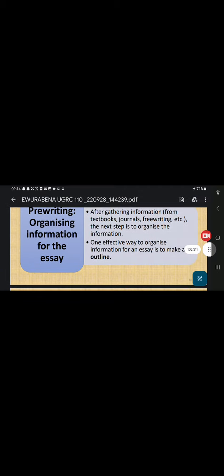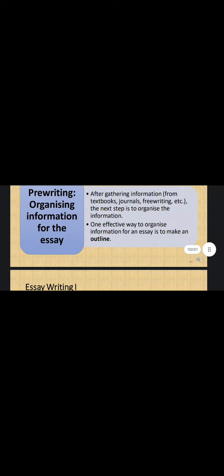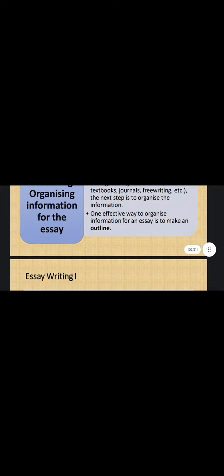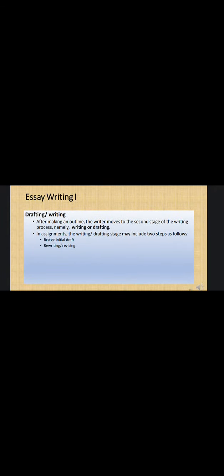So after gathering the information from the textbooks, journals, and doing your free writing and what have you, the next step is to organize the information, as I've already told you. The most effective way to organize information for an essay is to make an outline, as I've already told you. Now we are done with the pre-writing stage. I said the pre-writing stage has to do with your three steps. That is what?